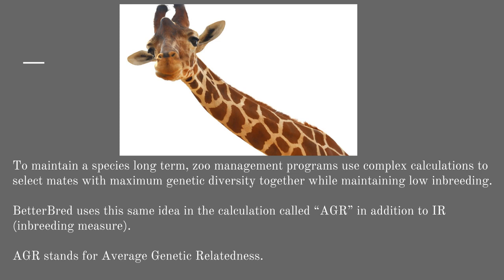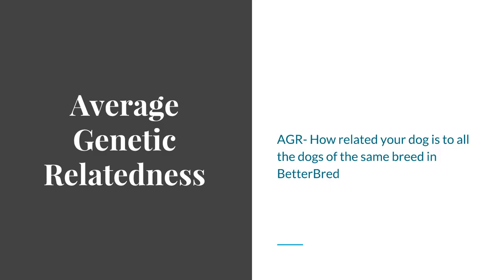To maintain a species long-term, zoo management programs use complex calculations to select mates with maximum genetic diversity together while maintaining low inbreeding. Better Bred uses the same idea in a calculation called AGR, in addition to IR. AGR stands for Average Genetic Relatedness. All right, so average genetic relatedness. How related your dog is to all the dogs in the same breed in Better Bred.